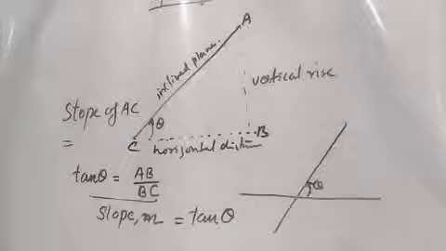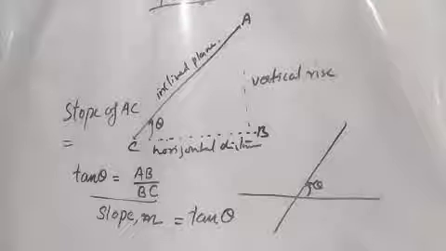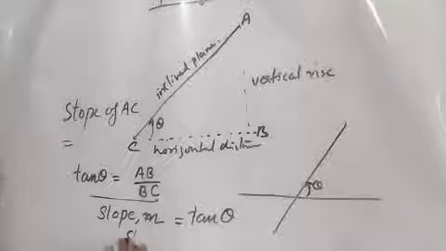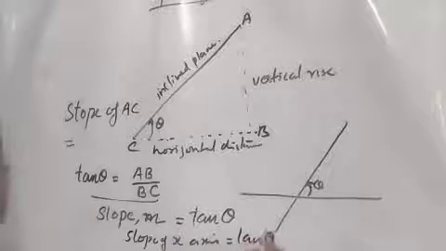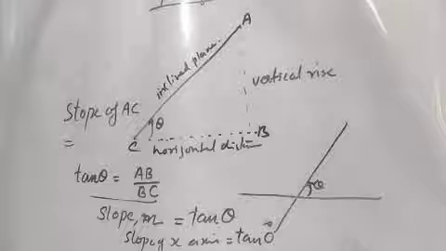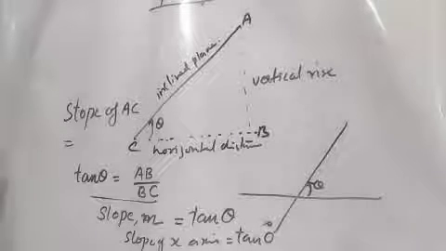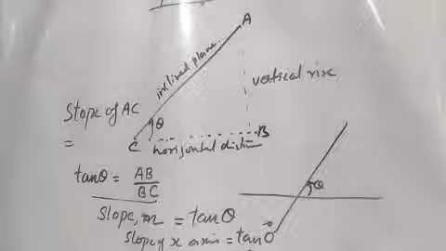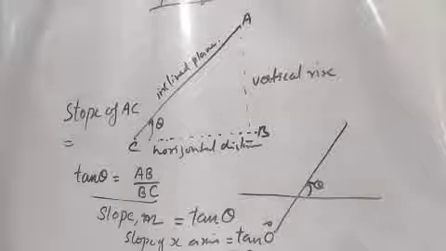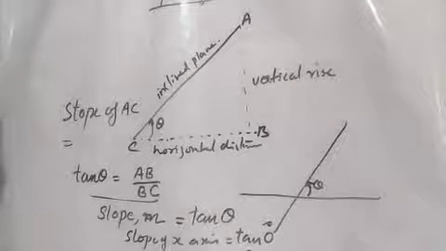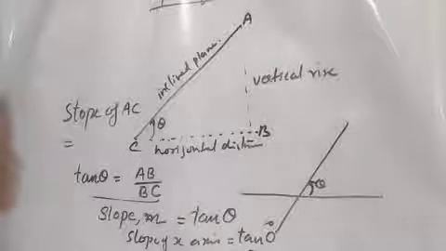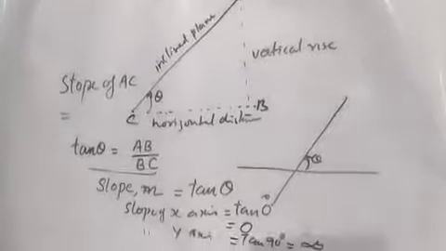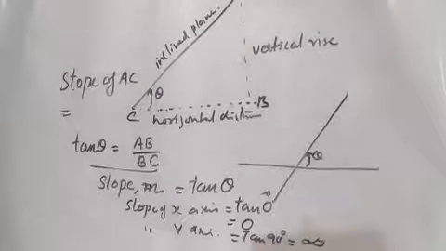Understood? So, can you say what is the slope of the x-axis? The slope of the x-axis is tan 0 degree, because we know that the inclination of the x-axis is 0 only. So the slope of the x-axis is 0. And what about that of the y-axis? It's tan 90, no? The slope of the y-axis is tan 90. It's infinity, it's not defined.